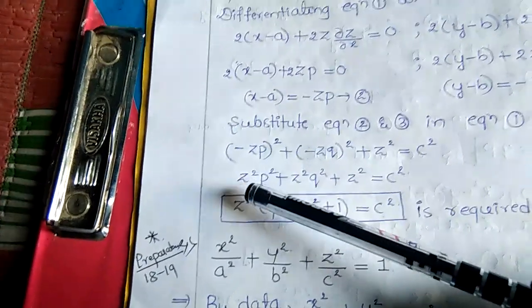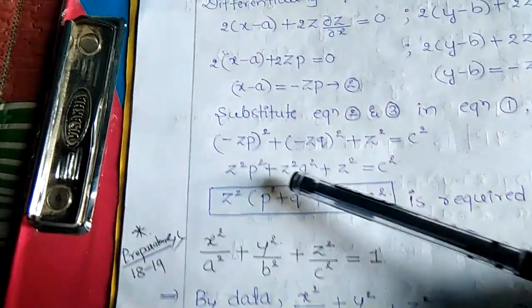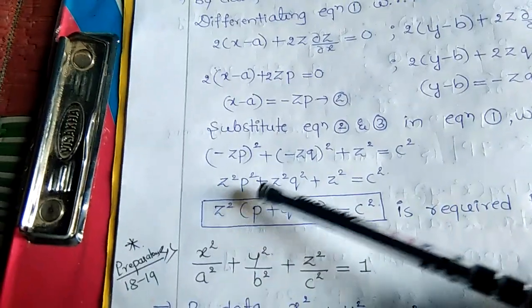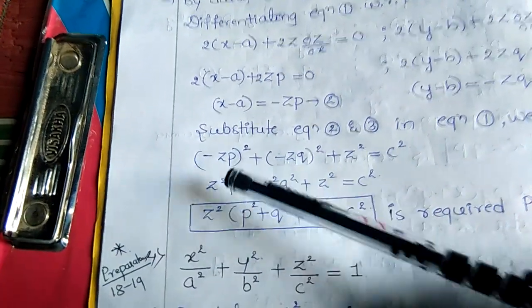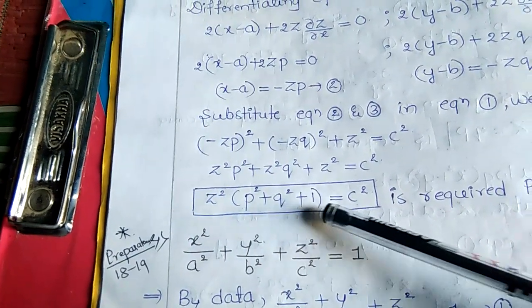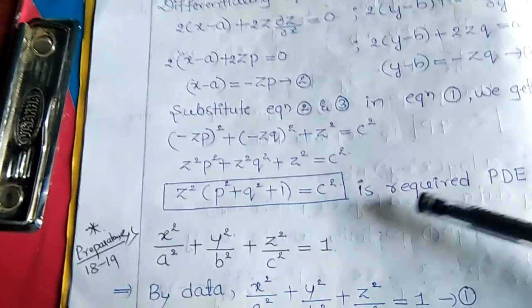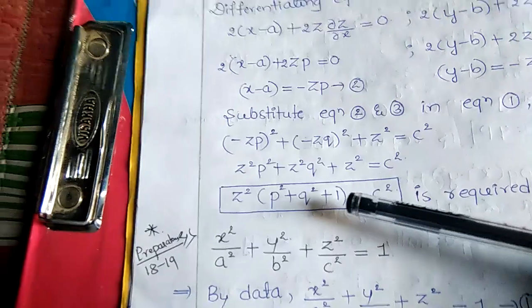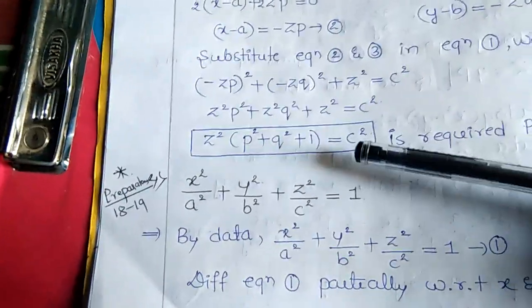Simplify, we get z square into p square plus z square into q square plus z square is equal to c square. In LHS, z square is common, take it out. So z square into (p square plus q square plus 1) is equal to c square, which is the required partial differential equation. Which is the solution.